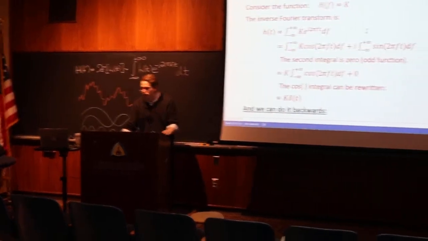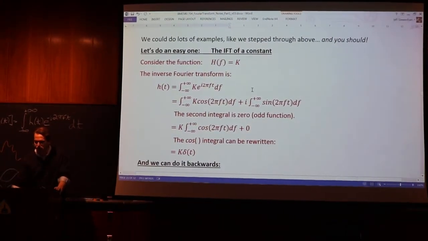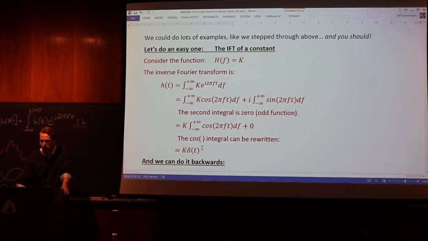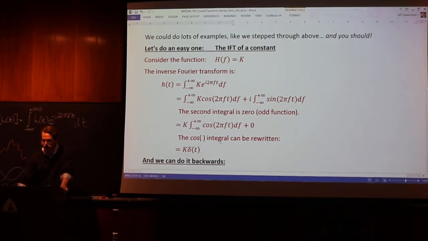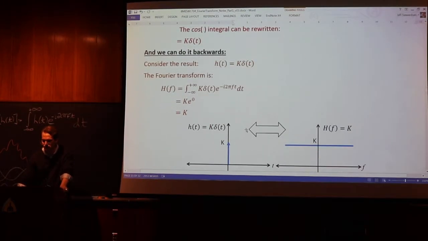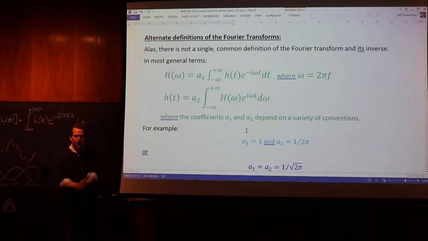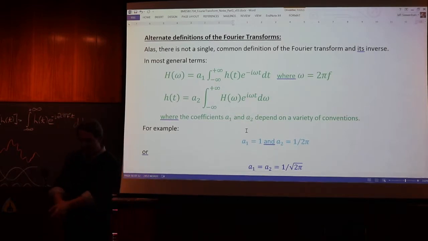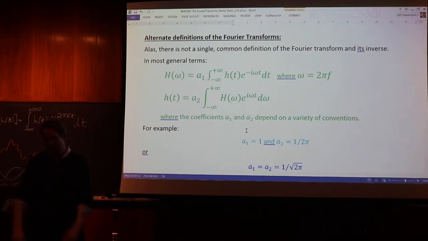There's an example in your notes about the inverse Fourier transform of a constant. We just saw the forward Fourier transform of that is the delta function. Right, so that's written out here. Sadly, it's not always written that way. It's not always written that way, I hate to tell you.